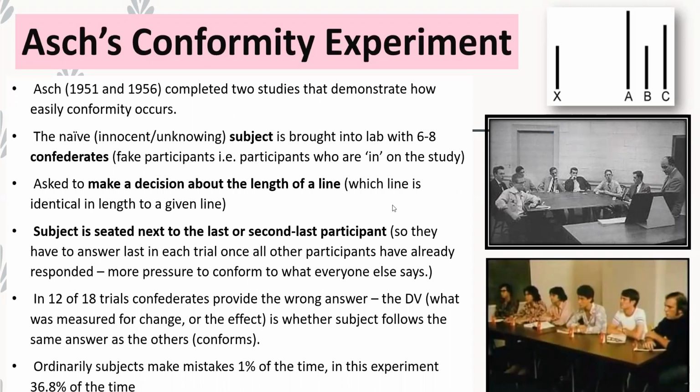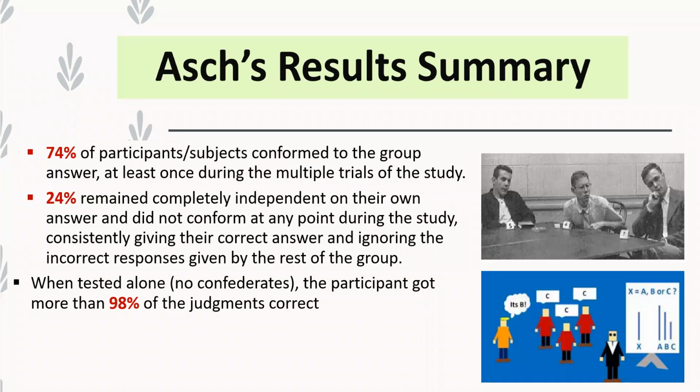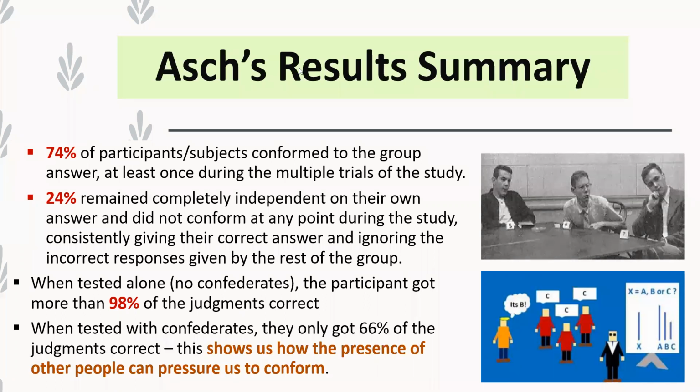I'm not going to go through this again because we already understand the basic idea and we've gone through the experimental videos as well. With the results summary, again, there are just some numbers there. These are also in your book. Maybe memorize how many people conformed. About 74 to 75%, or about 3/4 of the participants, did conform to the group answer at least once. About 24%, or just about 1/4 of the participants, remained completely independent. They were like, no, I know it's C, I'm going against the group, and they did not conform at any point in the study. That's a very small percentage of people who are ready to stand on their own two feet and say, I am not going to go with the group answer.